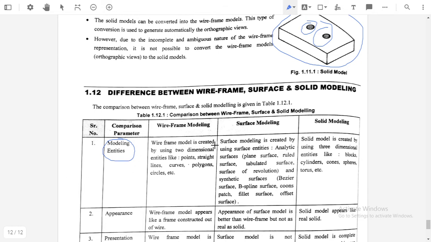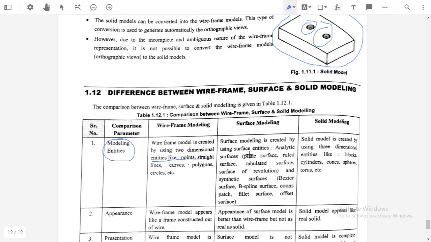So a wireframe model is created by using two-dimensional entities. Which are these two-dimensional entities? The line, points, curve, polygon, circle, etc. These are the entities. Two-dimensional entities are used in wireframe modeling.